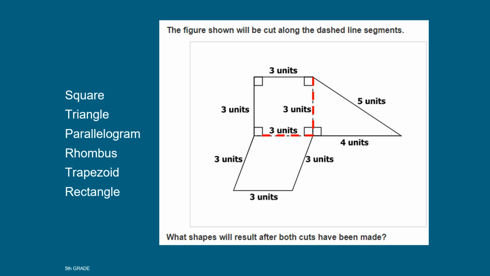All right, the 3 shapes that are created are a square, a triangle, and a rhombus. If you selected parallelogram instead of rhombus, you're correct that it is a parallelogram, but we need to be as specific as possible with naming shapes. So remember that a rhombus is a special kind of parallelogram in that all 4 sides are congruent. In this figure, each side measures 3 units, so we know it's a rhombus.